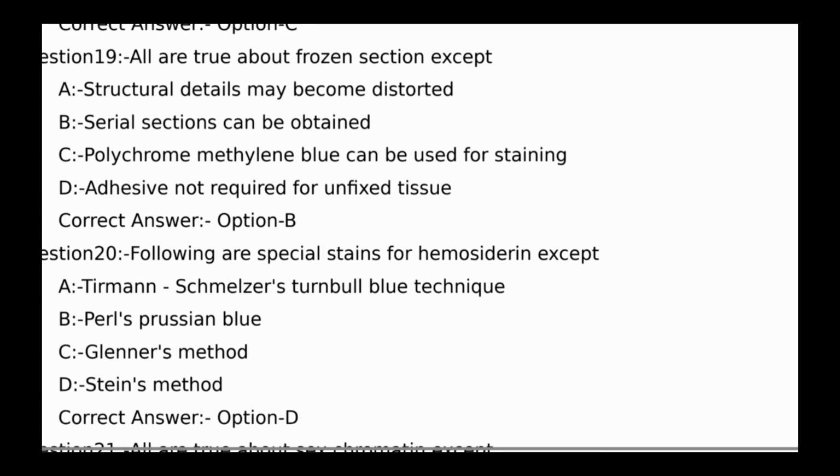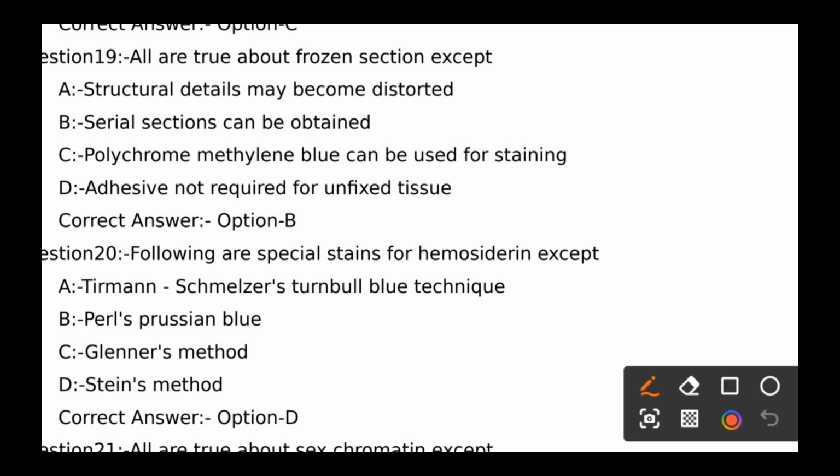Next question, all are true about frozen section except option A, structural details may become distorted, option B, serial sections can be obtained, option C, polychrome methylene blue can be used for staining, option D, adhesive not required for unfixed tissue. Here, let us check the statements. First statement is right, structural details may become distorted. It is right about frozen section.